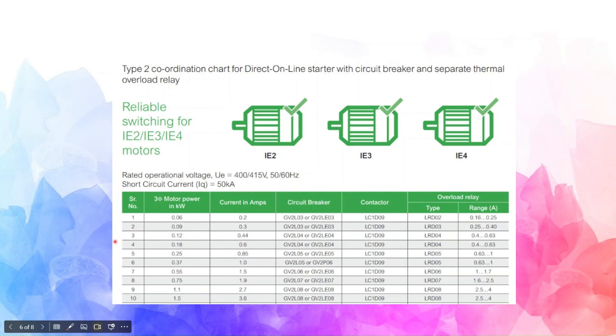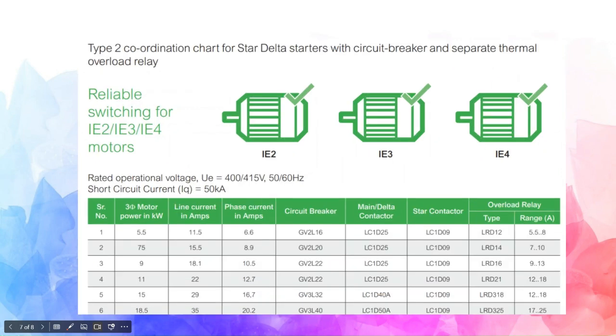Isn't it good? This is the type 2 coordination chart for a star delta starter with a circuit breaker and separate thermal overload relay. So for star delta starters also, they have given this. All the manufacturers have their own type 2 coordination chart, and we need to follow that. The model numbers are given here, so you just have to select based on the rating.